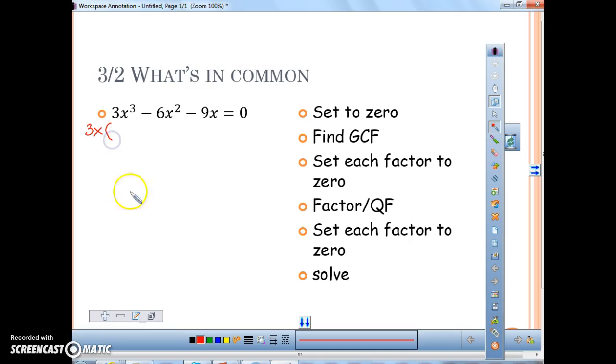So think about what all three terms could be divisible by. And then we want to write out what would be left. So we're going to think about 3x times what? x squared would give us 3x cubed back.